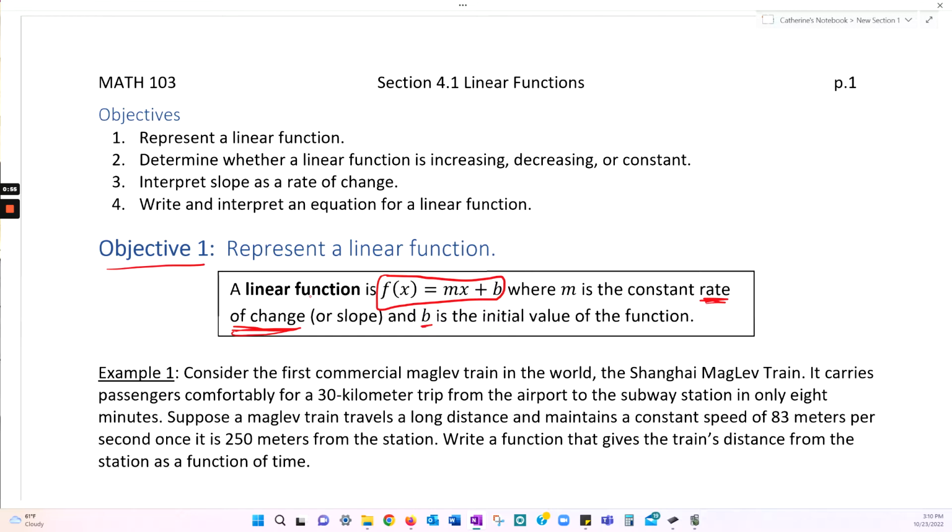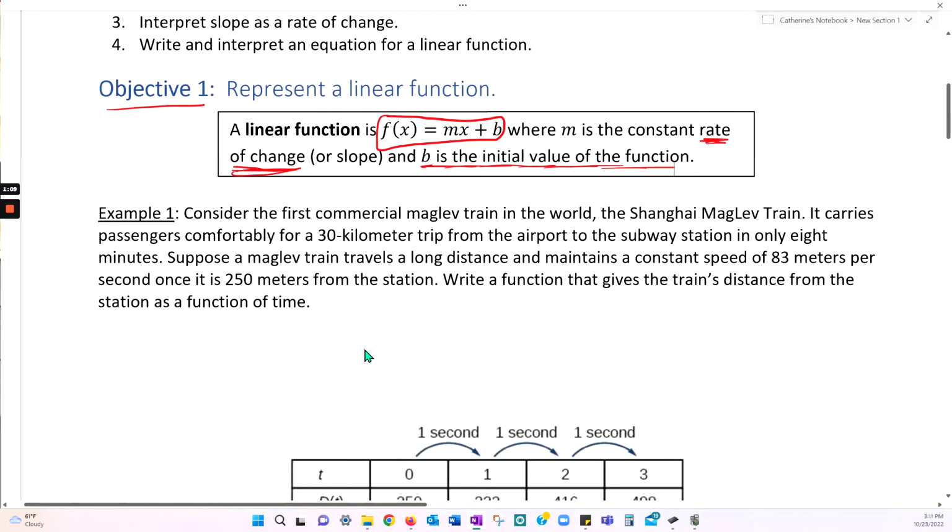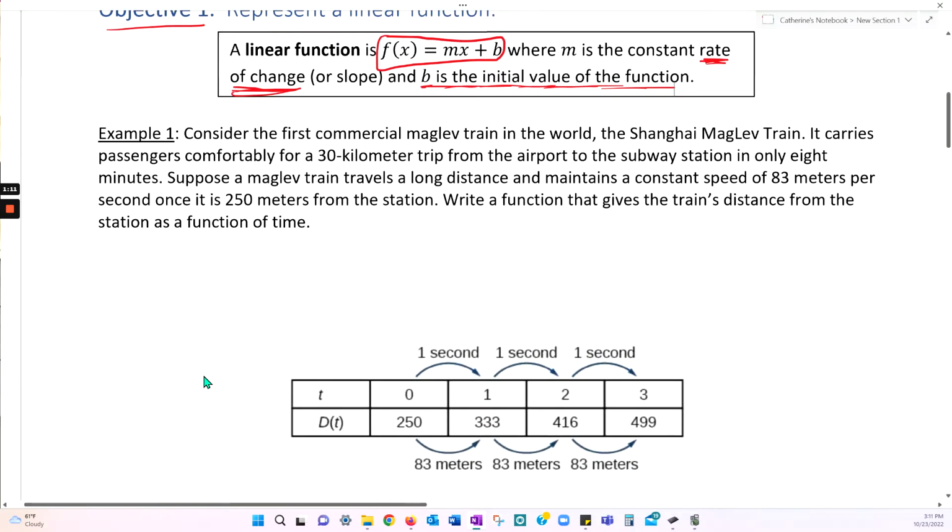And then b is the initial value. So we've thought of that as our y-intercept, but it is in some sense like the starting value of the function. So maybe like a base price or starting distance or something like that.